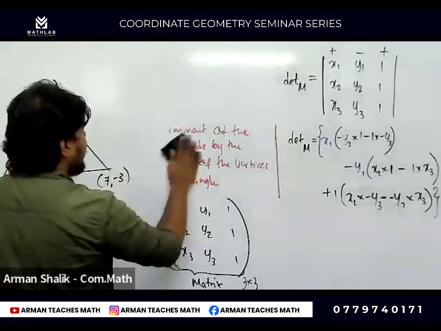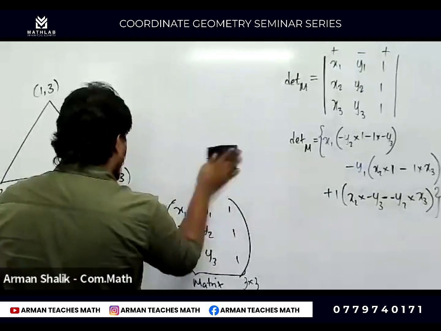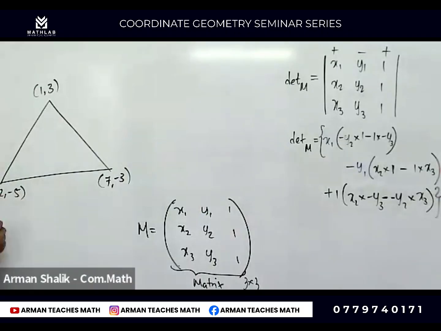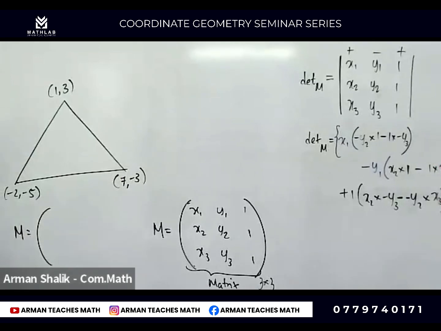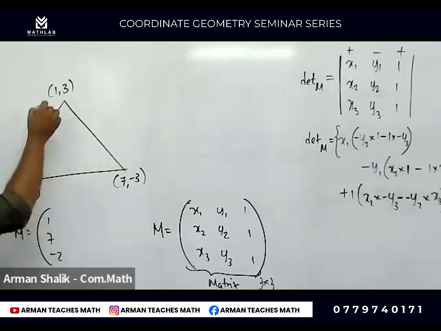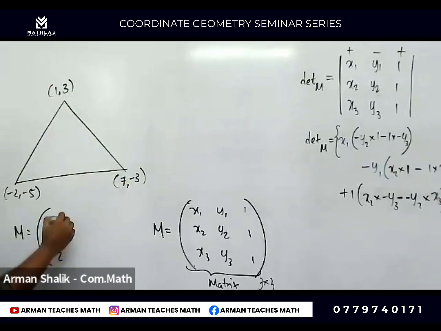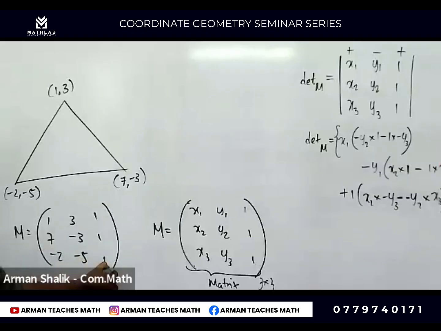So what I'm going to do is, first of all, let's develop a matrix. I will give a name for the matrix as capital M. Curly brackets. Always remember, better to open a curved bracket. So x coordinates are in the first column, 1, 7, minus 2. Y coordinates are in the next column, in this order, 3, minus 3, minus 5. And then 1, 1, 1. That's a 3 by 3 matrix.